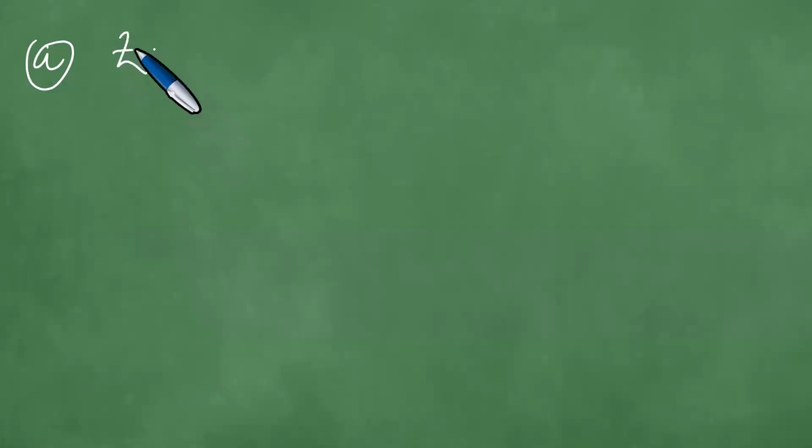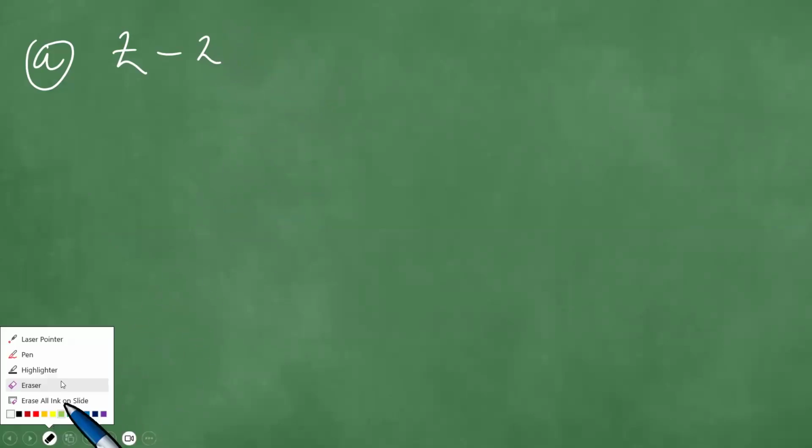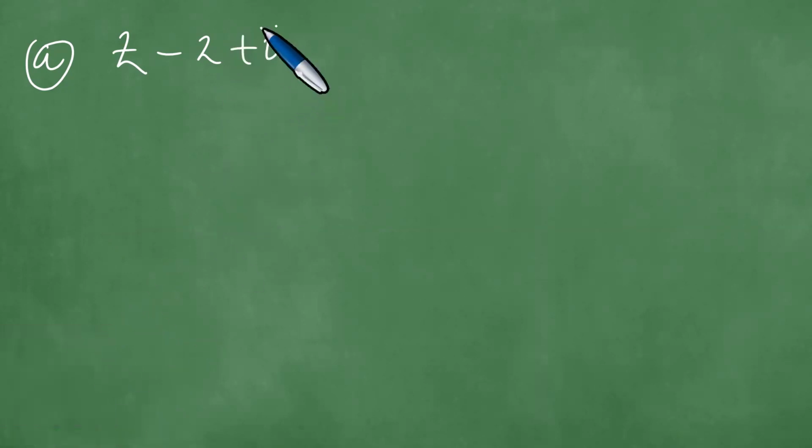Now we need to sketch these particular sets. Right, the modulus of Z minus 2 plus I, which is less or equal to 1.